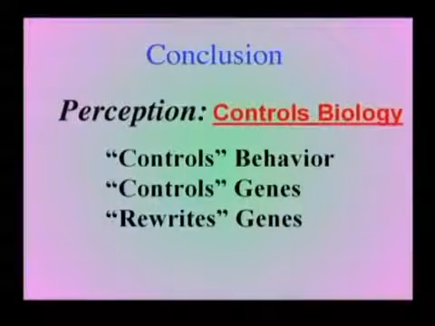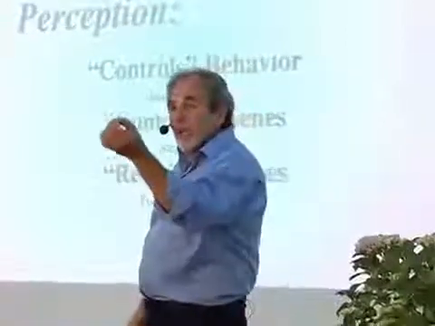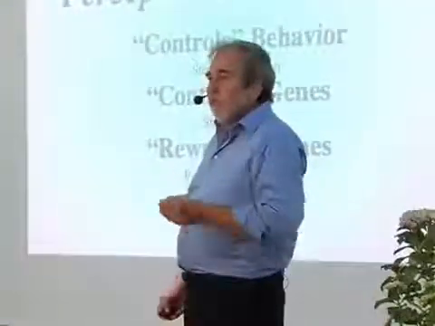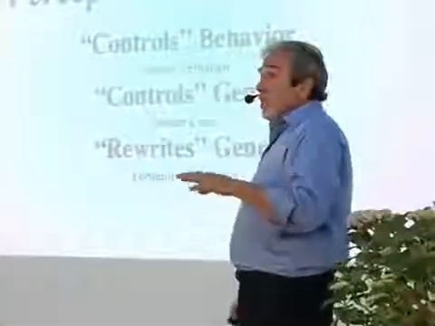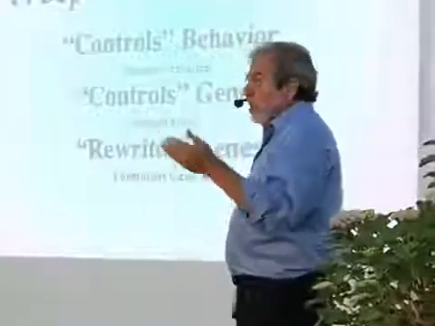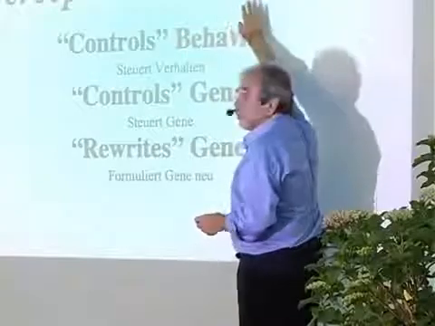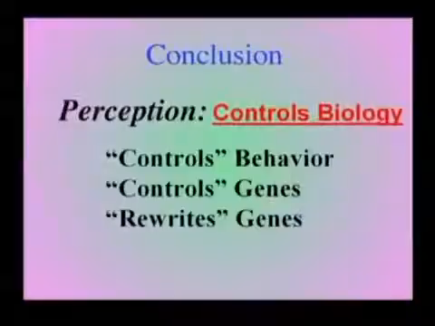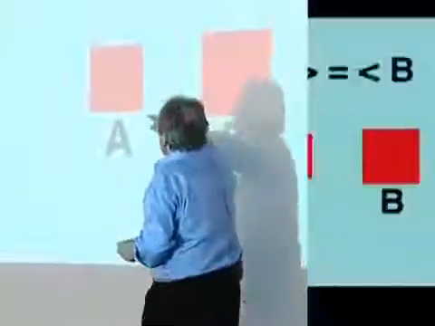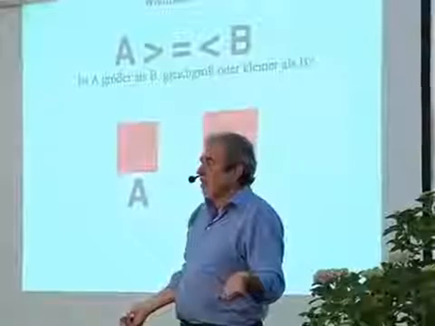So perception controls life. No two people see the world in the same way. They have different perceptions. But let's do a perception test. Okay, this is the question. The first one is a simple question because it's important, because perception controls your biology. So the perception test is a simple one. Is the surface area of A greater than, equal to, or less than the surface area of B? Which is greater? B, yeah.